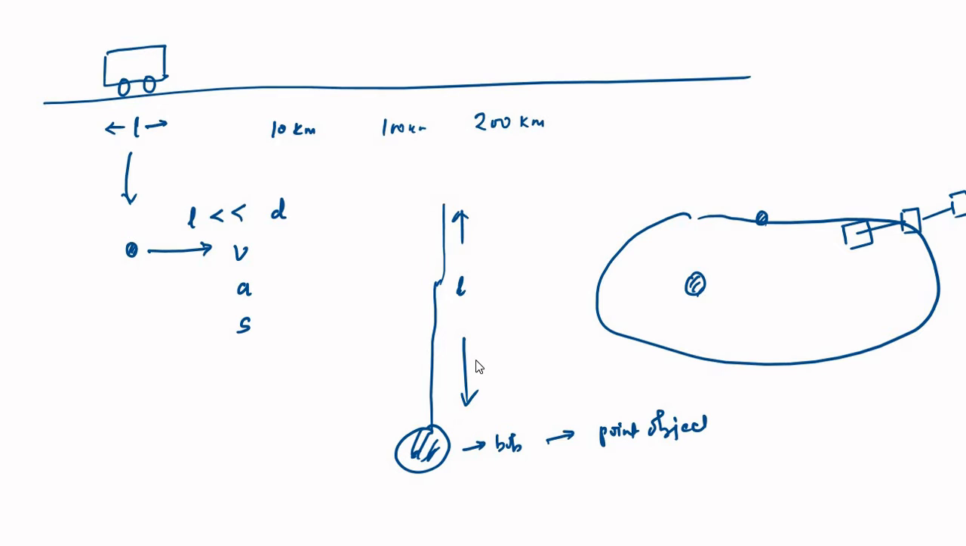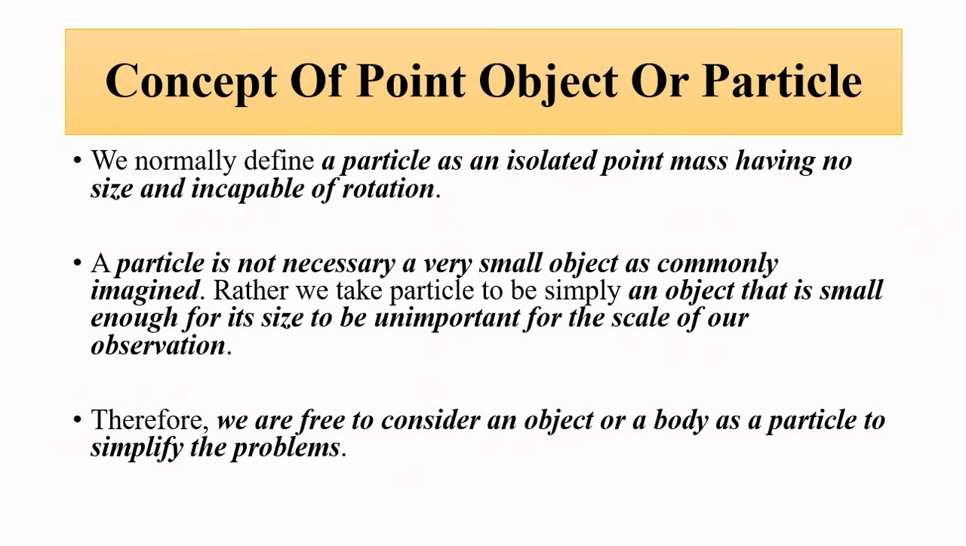A person walking on the road covering a certain distance: the size of that person is very small as compared to the distance which they are covering. So in that case that person will be considered as a point object. An aeroplane flying in air covering a huge distance, thousands of kilometers: the size of the aeroplane is very small as compared to the distance which it is covering, so it will be considered as a point object. So this is the concept of point object or particle.